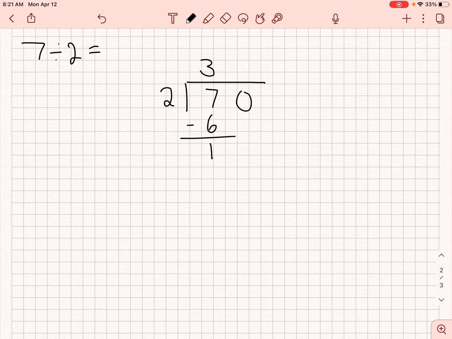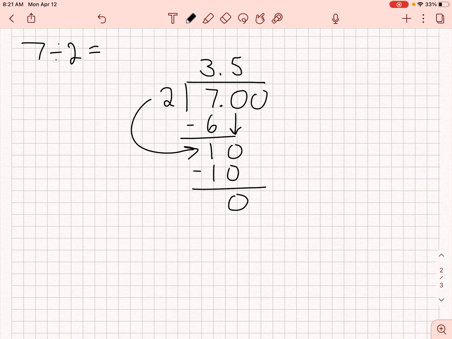So I need to add some zeros. I'm going to add a decimal and a couple zeros. So I've got something to work with here. And I'll bring one of those zeros down. Now, how many groups of 2 can I make with 10? I can make 5 groups of 2. 2 times 5 is 10, and if I subtract, there's nothing left over. So there is my answer, 3 5/10.